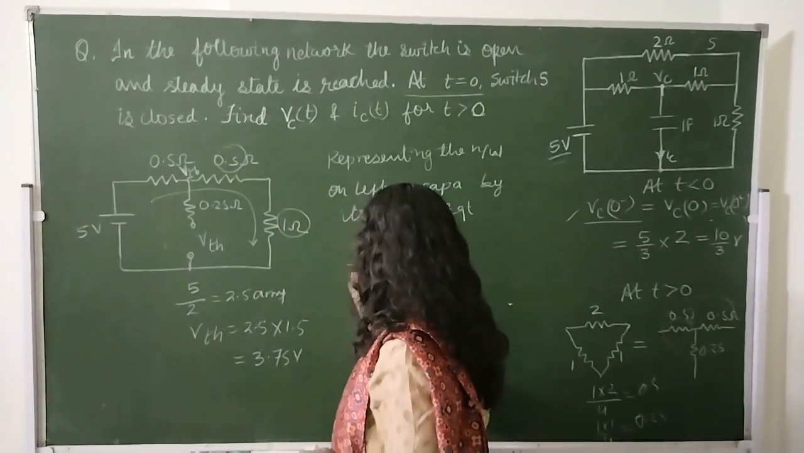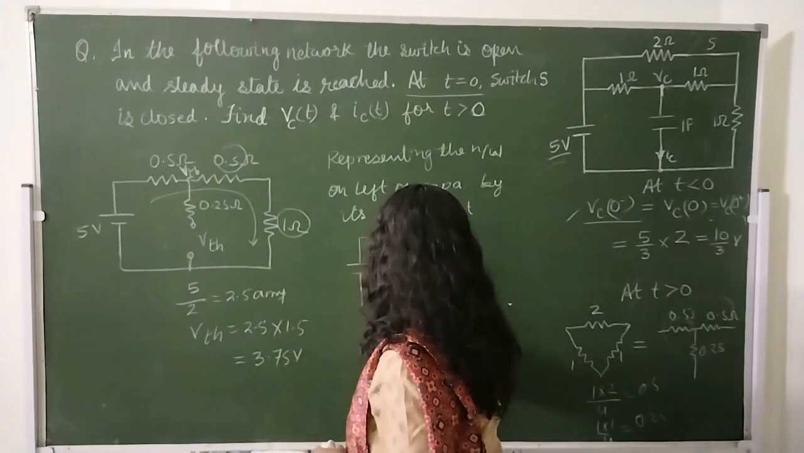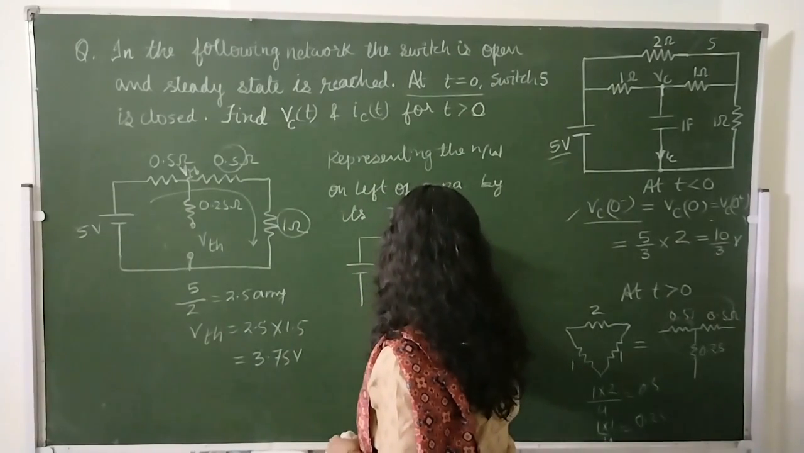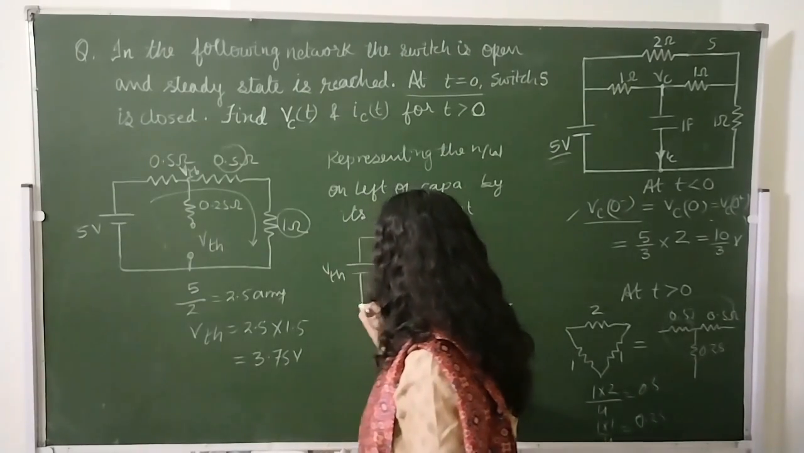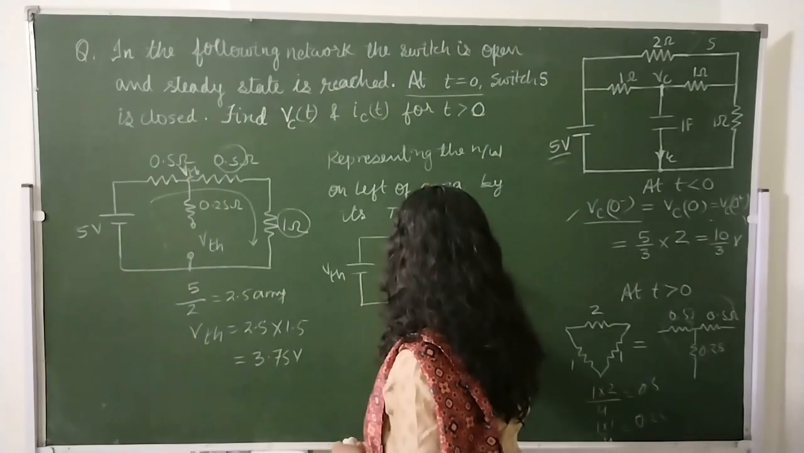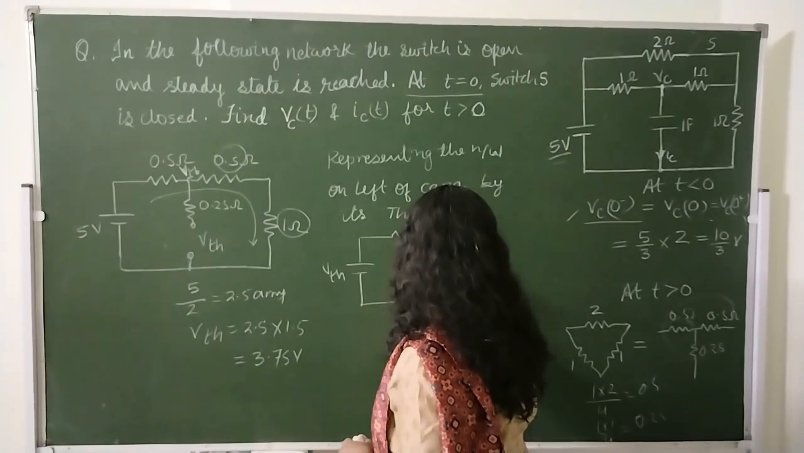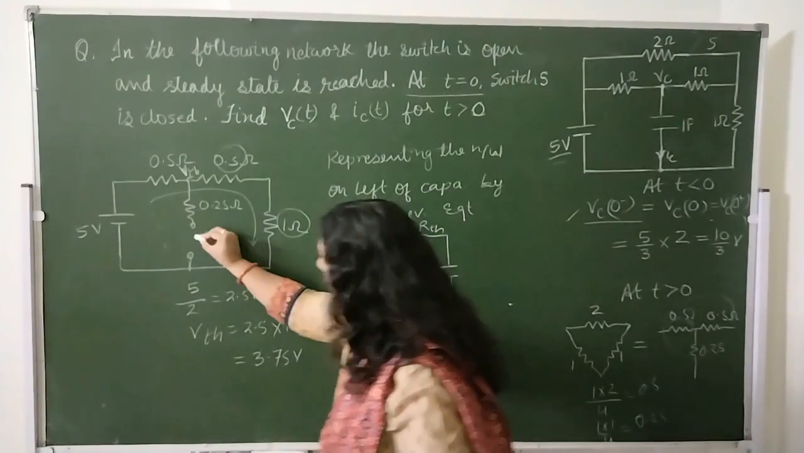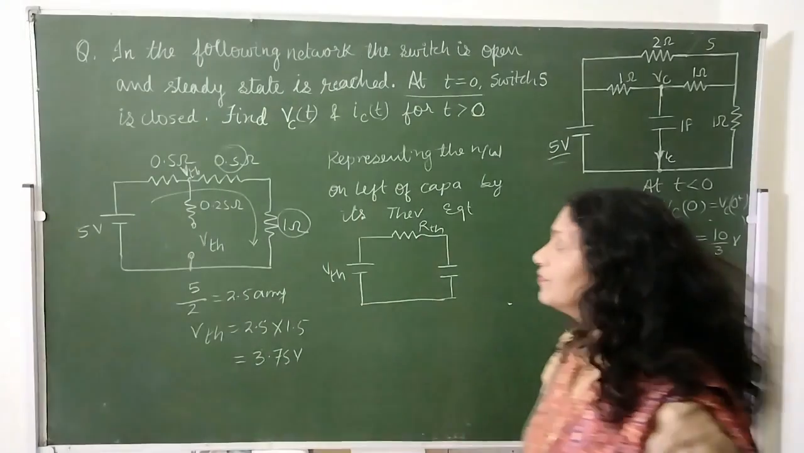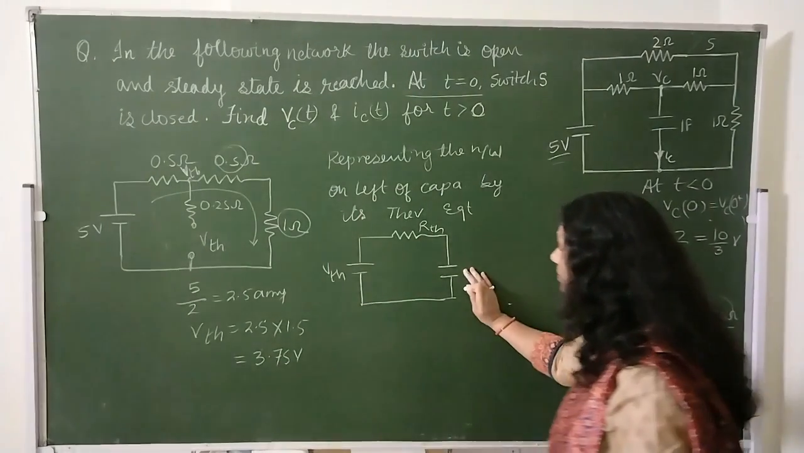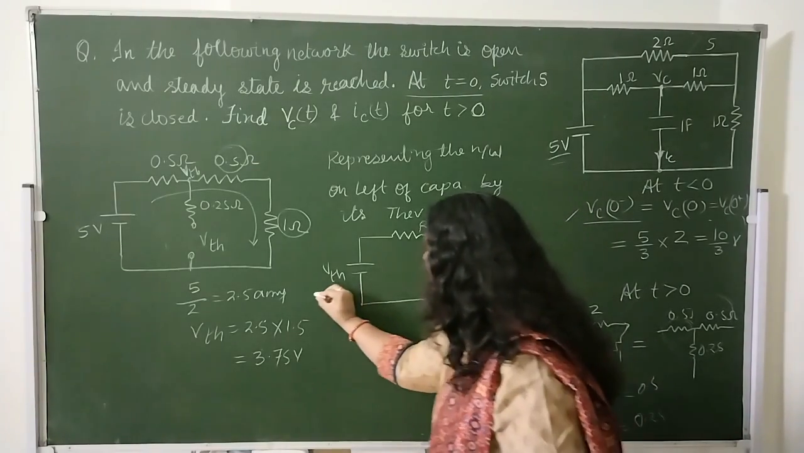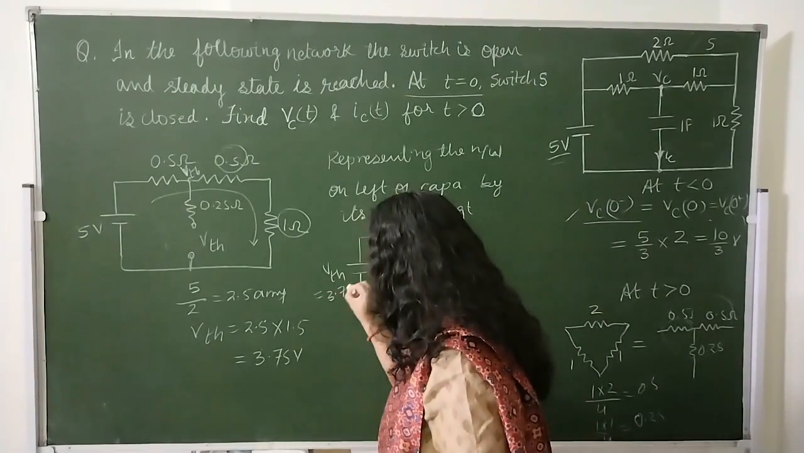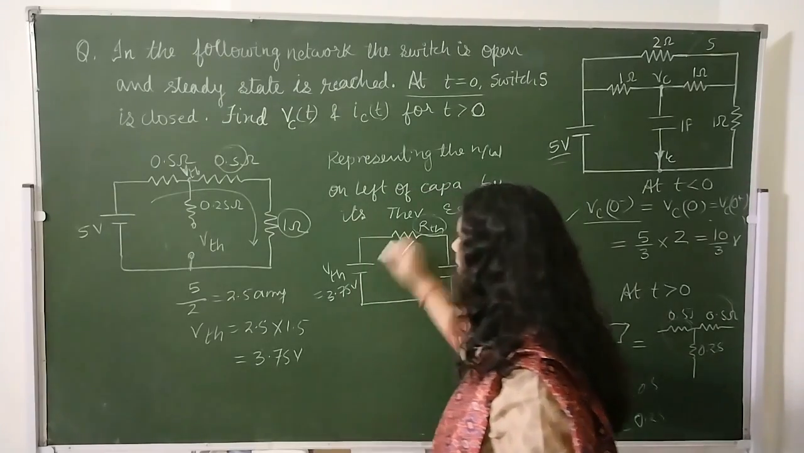So VTH in series with a resistance RTH will come in our Thevenin equivalent circuit, and here we will connect the capacitor. The capacitor which we removed from here will come in series with this, 1 farad, and the resistance.